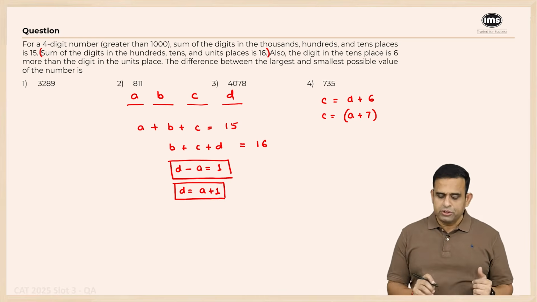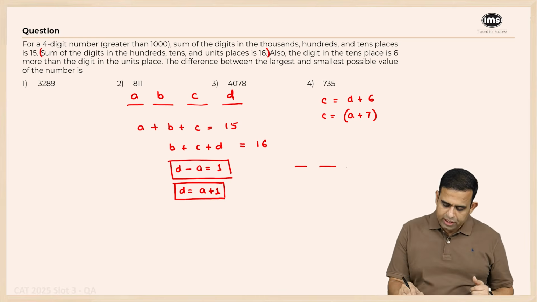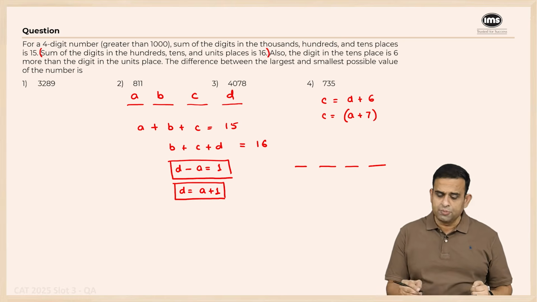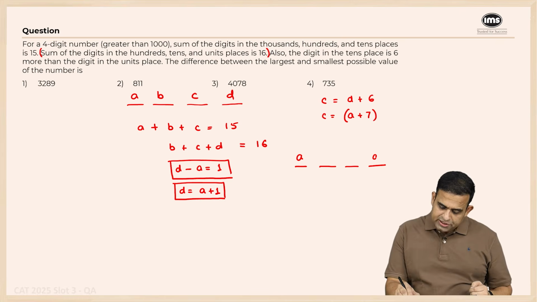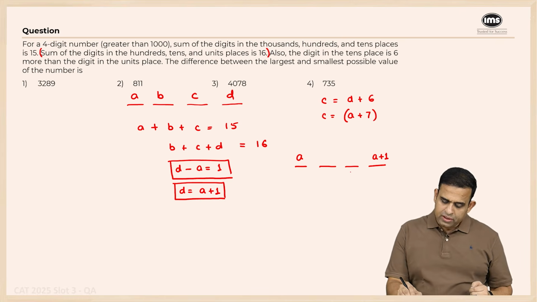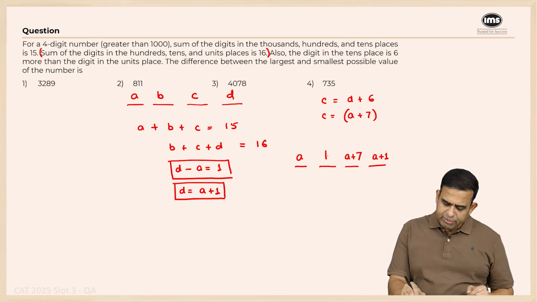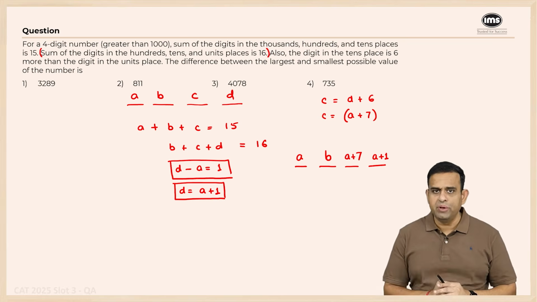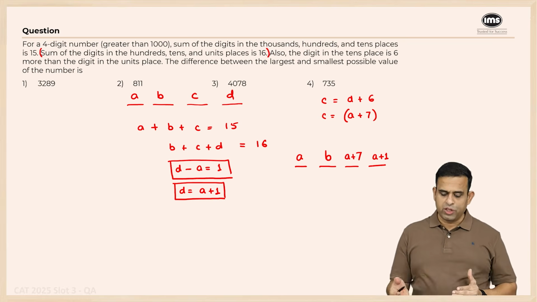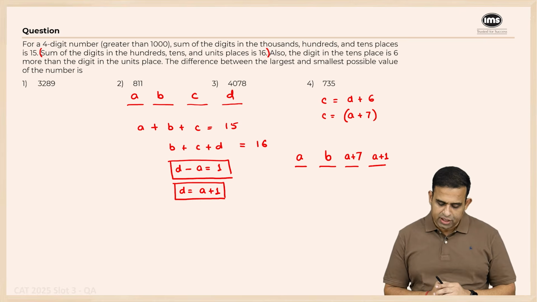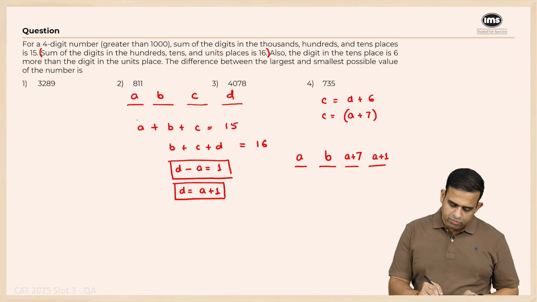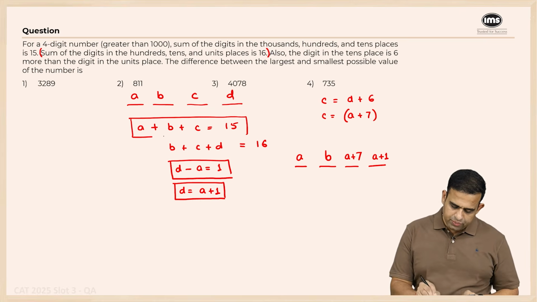Let's rewrite the positions now. So again we are taking the 4-digit number. Thousands place is A. Unit place was D, which you can now say is A plus 1. The tens place, which was C, is equal to A plus 7. And the hundreds place is simply B. There is no problem whatsoever with respect to B at this particular moment. So we can use this equation also.